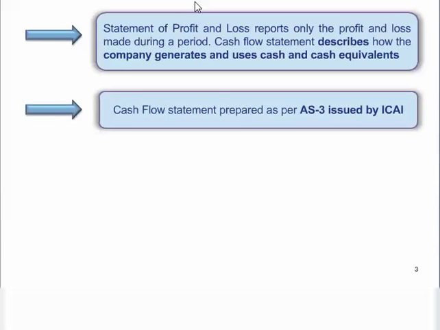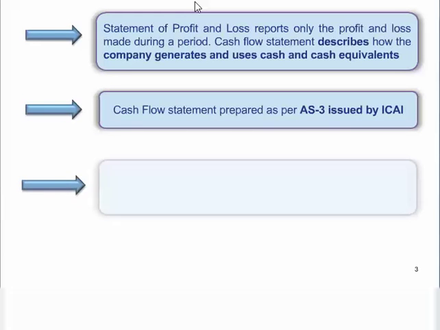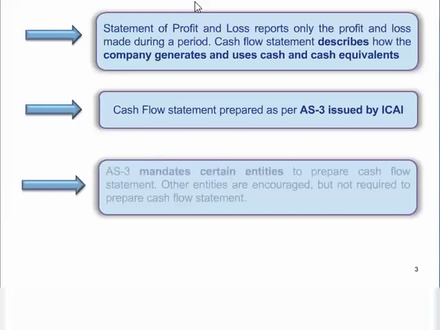The cash flow statements that are required to be presented as part of a financial statements are to be prepared as per Accounting Standard 3 issued by ICAI. This accounting standard is mandatorily required to be carried out by certain entities, and for other entities it is optional whether they can choose not to prepare or they can choose to prepare this cash flow statement under this accounting standard.